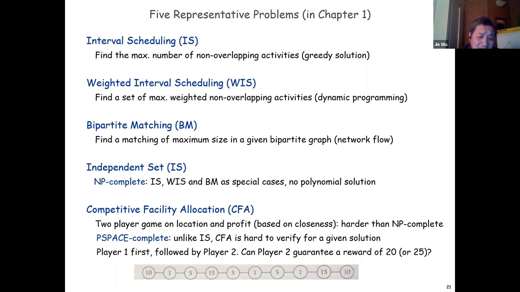I don't know whether we have the time. Maybe we'll discuss other interesting problems like playing cards, a game. So you can design some kind of algorithm to solve a game, right? So this is a very interesting problem called competitive facility allocation. Facility allocation is a very famous problem, applied in many, many fields.